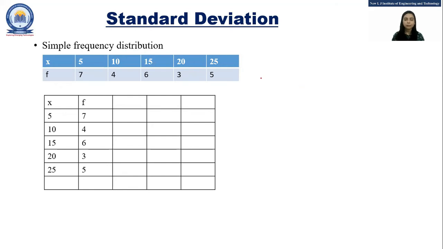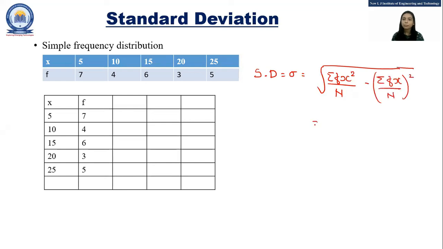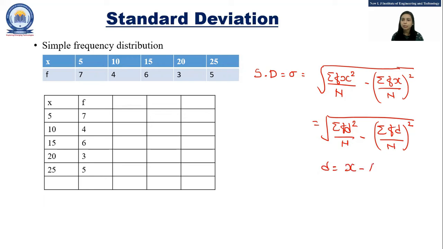Now, moving to the next example, that is for simple frequency distribution. Standard deviation for simple frequency distribution, or you can say the discrete series, is given by this formula: under root of sigma fx square divided by n minus sigma fx divided by n whole square. Or you can make use of the assumed mean method, that is sigma fd square divided by n minus sigma fd divided by n whole square, where d is equal to x minus a, and a is the assumed mean. And over here, capital N is sigma f.